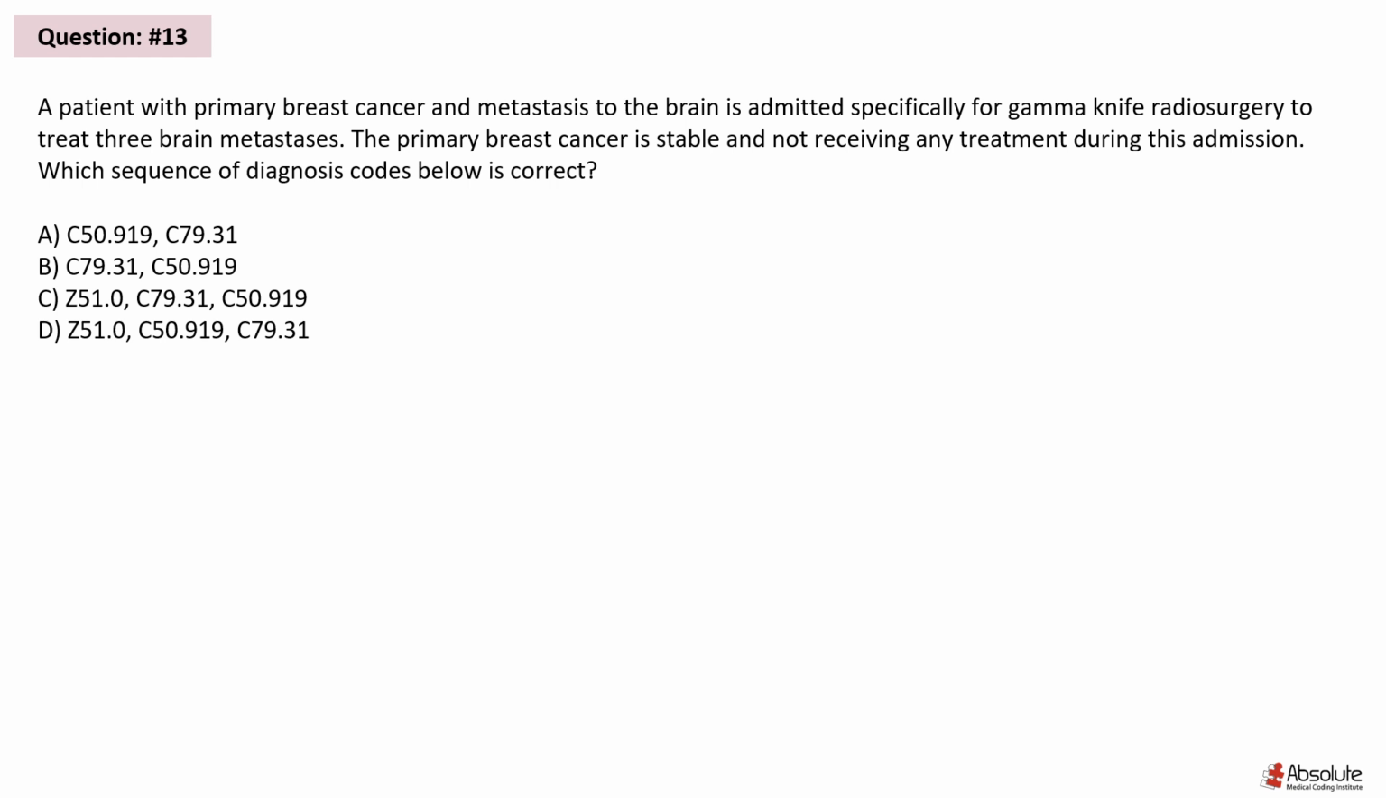A patient with primary breast cancer and metastasis to the brain is admitted specifically for gamma knife radiosurgery to treat 3 brain metastases. The primary breast cancer is stable and not receiving any treatment during this admission. You have 60 seconds to solve, and your time begins now.